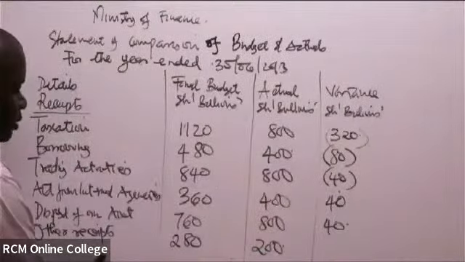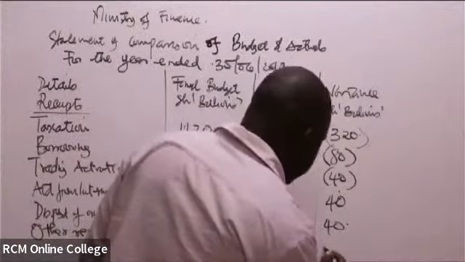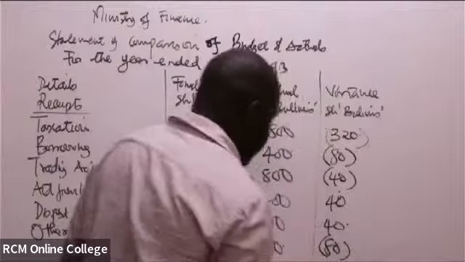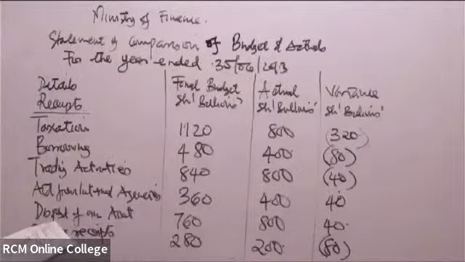Then other receipts, they were anticipating they get 280, but they got 200. There's a difference of 80. This one is not in their favor.